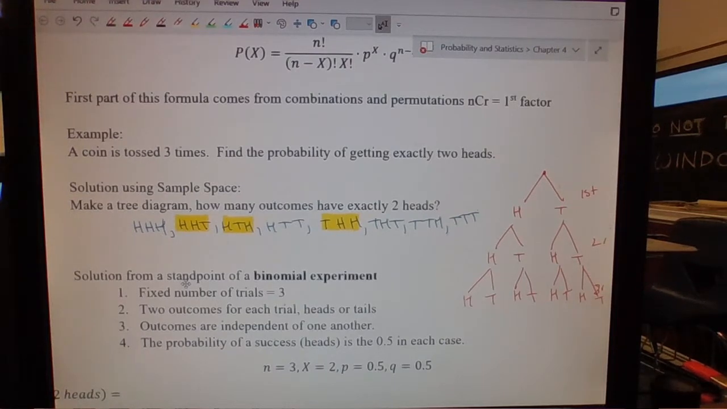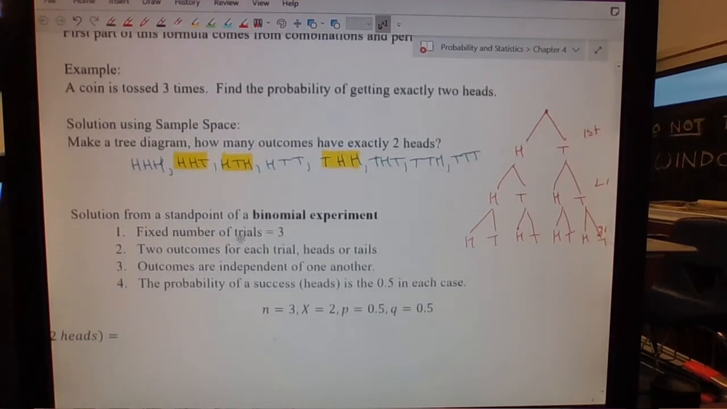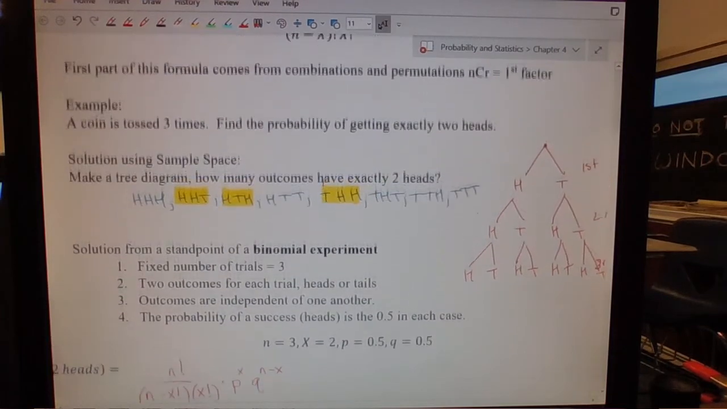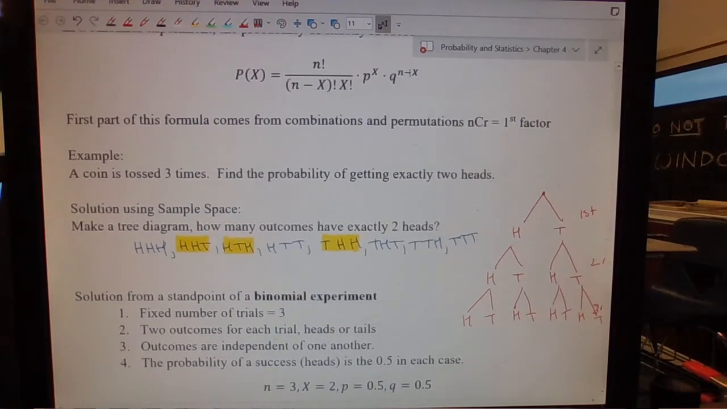So if it's a binomial experiment, it should fit a binomial distribution. So we should be able to plug into our formula, however you want to write this and however you feel you're going to be successful with this formula. If you want to go n factorial over n minus x factorial times x factorial, times then p to the x times q to the n minus x, that is our formula.